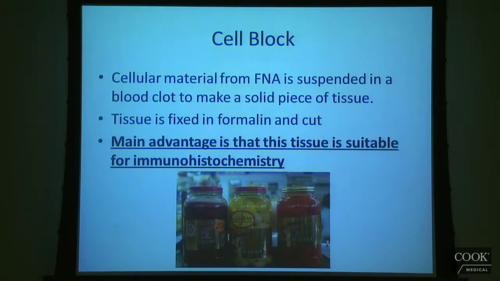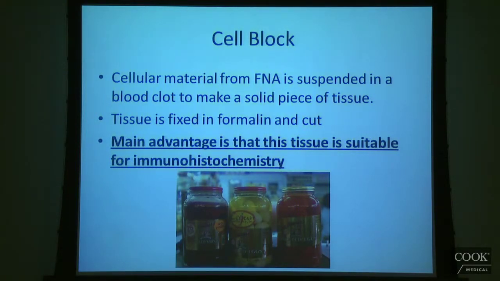So instead of having cells just floating around in solution, you'll get this clot that's a combination of, again, these blood proteins and also the individual tumor cells. So once you have this clot, you can basically treat this like it's a piece of solid tissue. Like if you're going to get a breast biopsy or a colon biopsy, they don't take individual cells like in an FNA. They get a piece of tissue. So once we make a cell block, we convert this solution via a clot. You convert it into a solid piece of tissue.